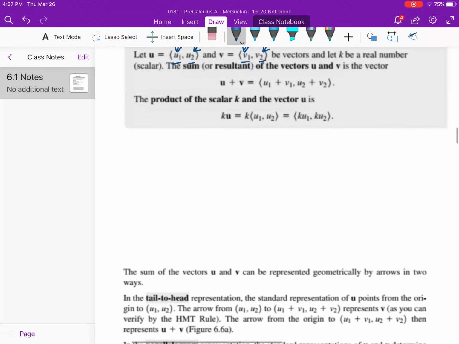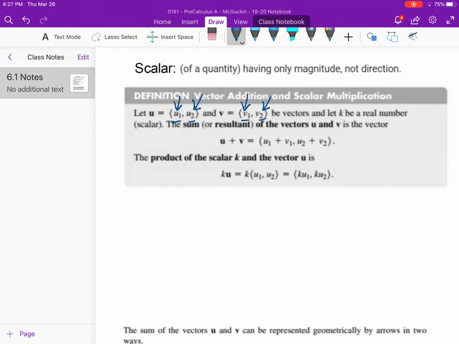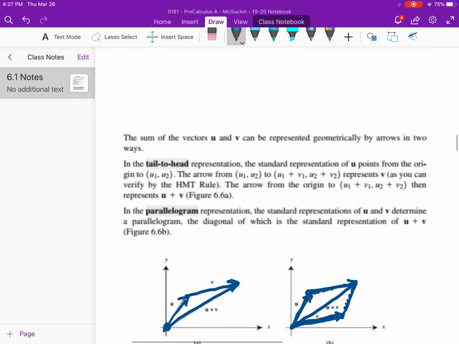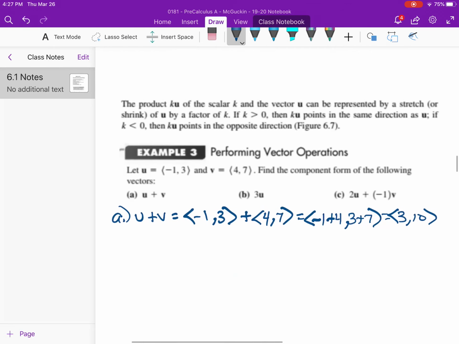Now let's go back and talk about scalar multiplication. Scalar multiplication is simply taking that scalar or real number, meaning magnitude, size, length, not direction, and multiplying it by a vector. Let's take a look here. k is going to represent my scalar. k is a real number. So if I'm taking k times some vector, it's almost like a distribution into that vector. Let's take a look at our example here.